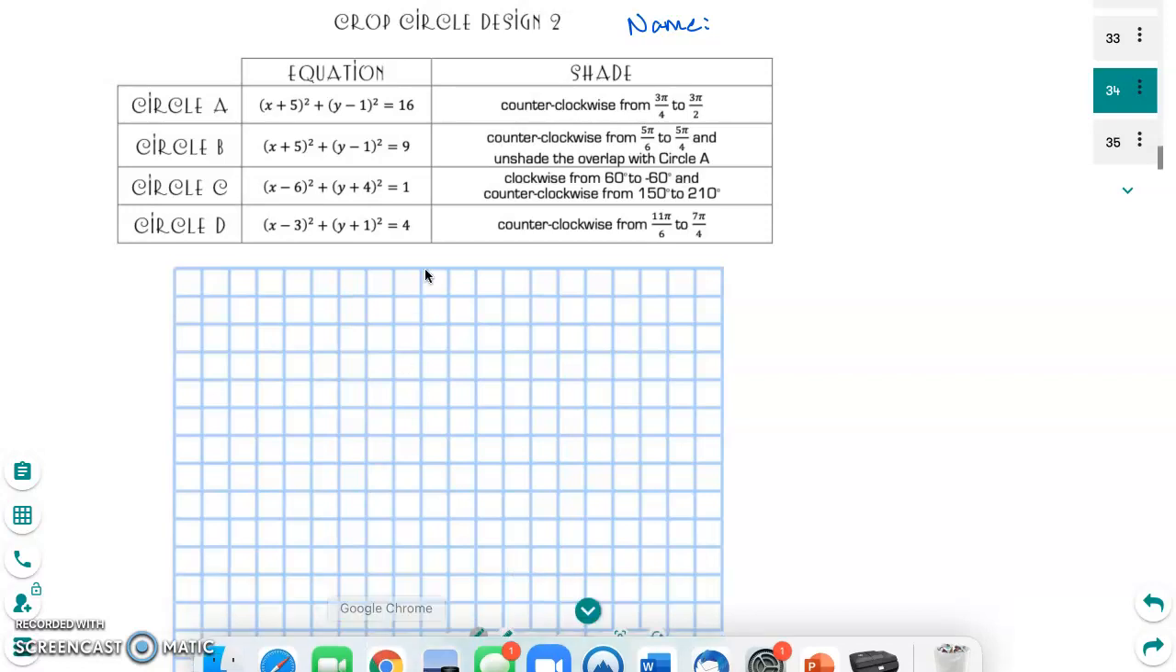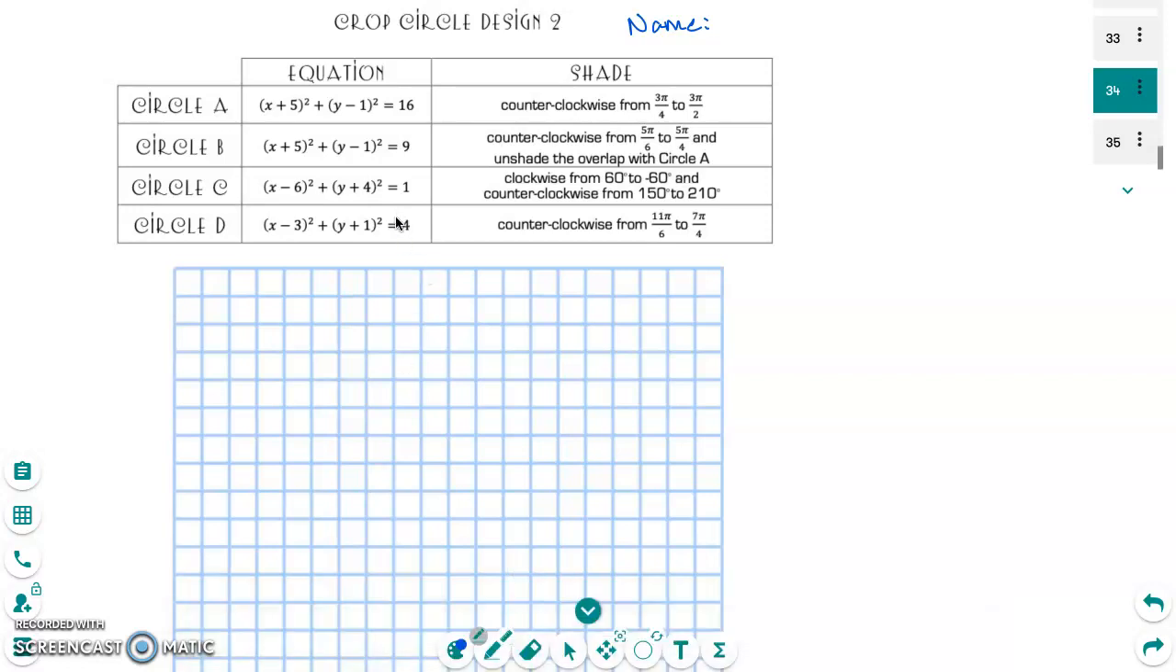All right, so in what you did before, the circles were already there for you and you just had to do the shading. Now we're ramping it up a bit: you have to draw the circle from the equation. And from your work yesterday, I'm hoping that recognizing how to graph these circles is not going to be too tricky.